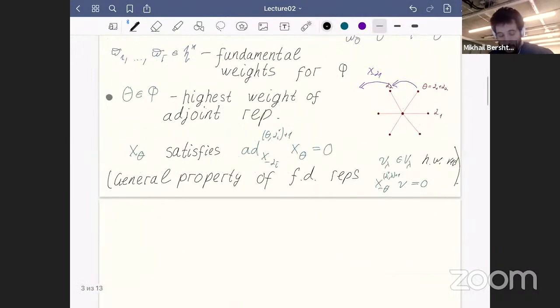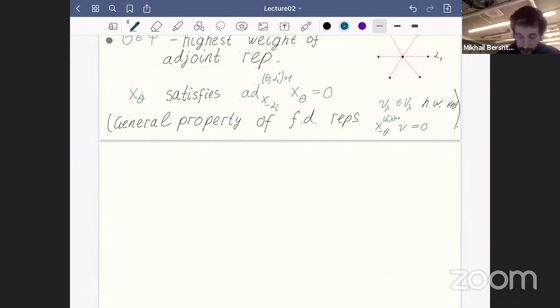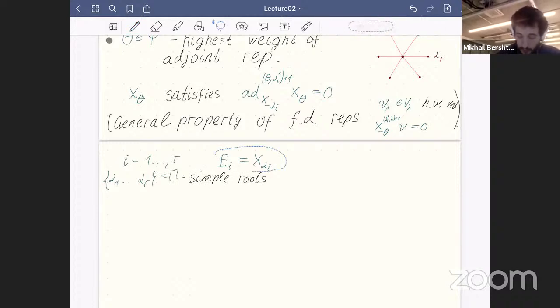Okay, and the reason why I introduce such an element is the following. I can introduce another set of generators in the affine Lie algebra. Namely, let me denote e_i, for i from the set 1 to r, to be x alpha i. Maybe I should recall that alpha 1, ..., alpha r, the set is pi, the set of simple roots. I say recall because I hope that I used this notation in the first lecture, but who knows, so better to recall.